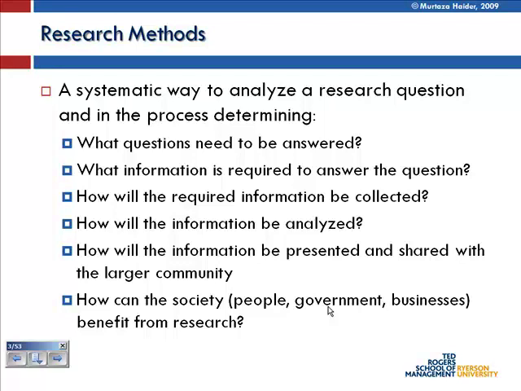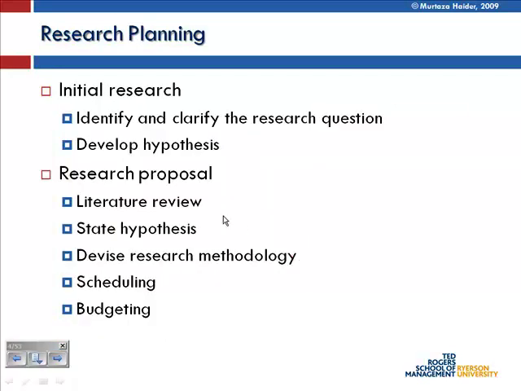So the society in general, the community, would be the people, the government, and the businesses, and your research should have some benefit to those. The research cannot be just totally abstract. It has to have a benefit for society. And again, the way I describe society is it could be people, government, or businesses. So this is in a nutshell what research methods is: a systematic way to analyze a research question by addressing these concerns that I have just highlighted.